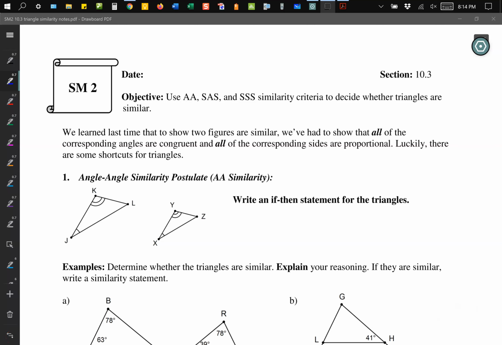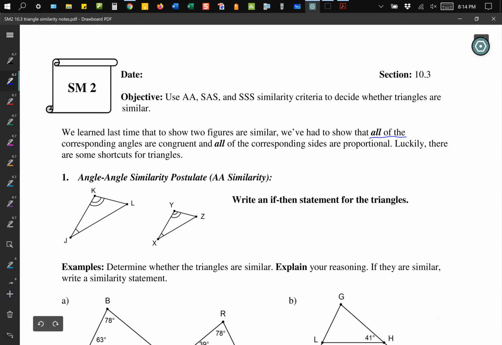Today we are going to be trying to show that two triangles are similar to each other, or to prove that they are not similar to each other. Last time when we talked about similar figures, in order to decide whether or not the shapes were similar to each other, we were testing all of the corresponding angles. And in order to have similar figures, we had to show that every single set of corresponding angles was congruent. And we also had to show that every single set of corresponding sides was proportional.